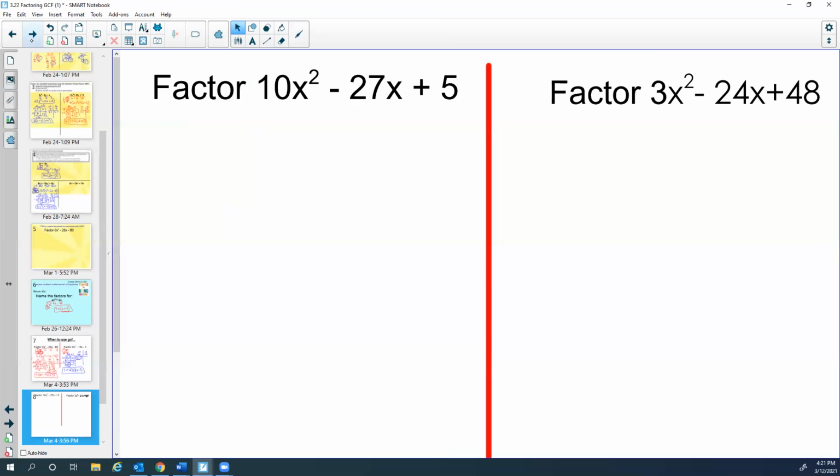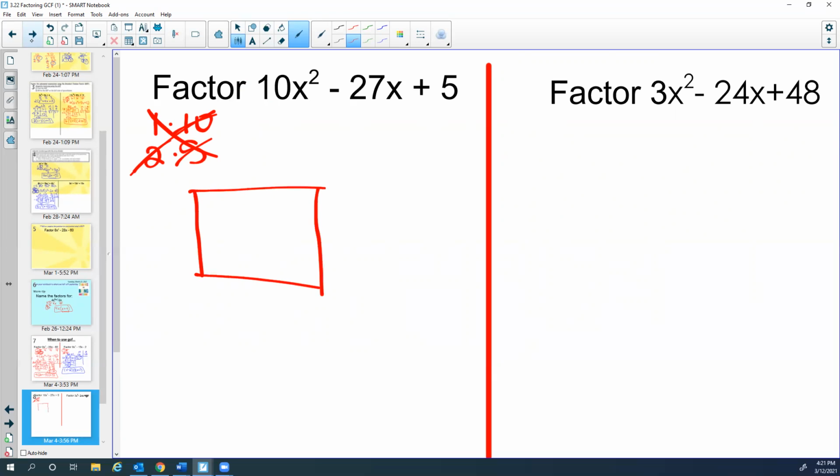All right, first step is check to see if there's a GCF. On this first one on the left, the 10, factors of 10 are 1 times 10 and 2 times 5. Well, for 27, 10 doesn't work, 5 doesn't work, 2 doesn't work. Only one that works is 1, so there is no GCF on this problem. So I can just go straight to my box.